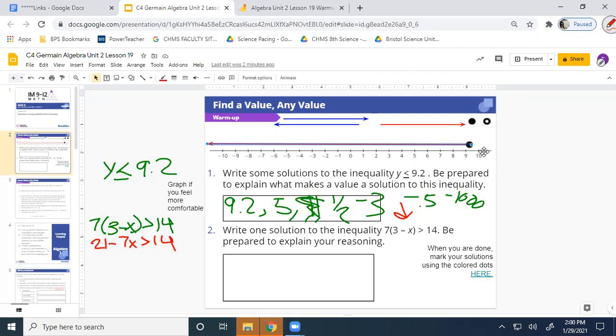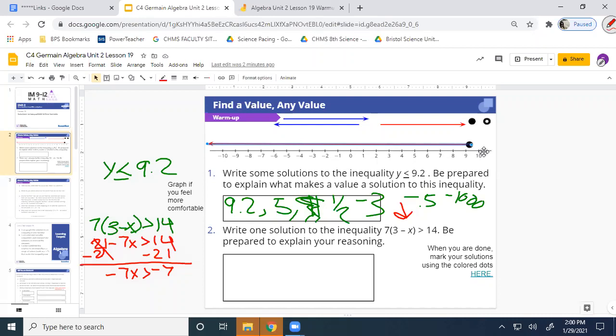Melina? Subtract 21 from each side. Very good. Subtract 21 from each side. I'm going to be left with, Melina? -7x is greater than -7. Okay. This is where the tricky part comes in. When we want to get that x by itself, what are we going to do to each side? Divide. By what? -7. We have to divide by -7.